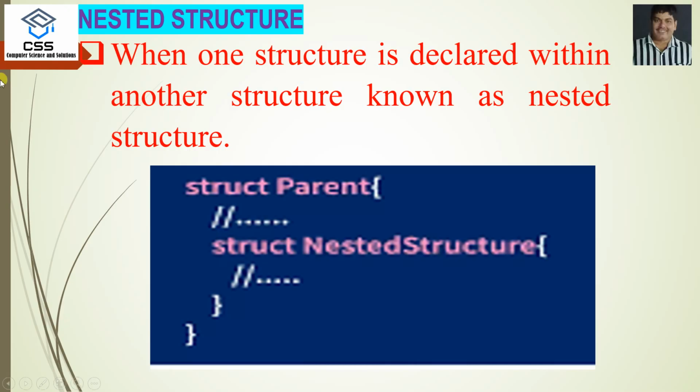What is nested structure? As we have previously discussed, nested if means when one if is present within another if is known as your nested if. If one loop is present within another loop is known as your nested loop. If one switch statement is present within another switch statement is known as your nested switch. Like this, if one structure is declared within another structure is known as your nested structure.